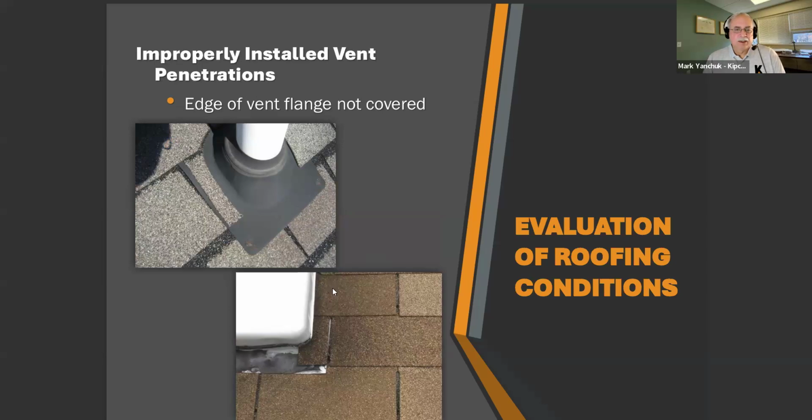So over here we can see improper installation again, where you see the edge of the flashing exposed. That means water can actually get underneath here and cause a leak. And so it's another example of an improper installation.